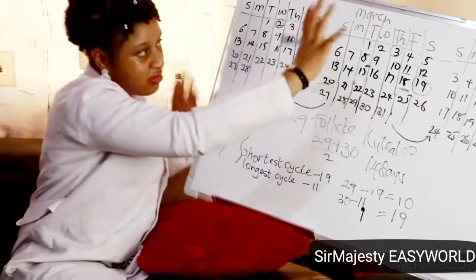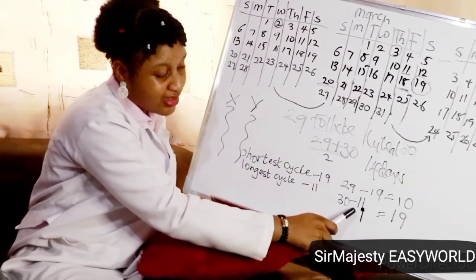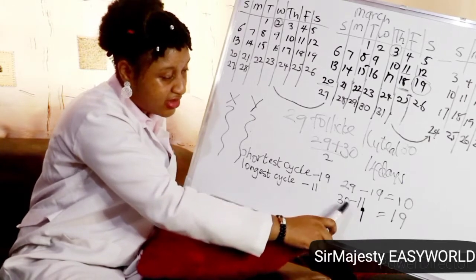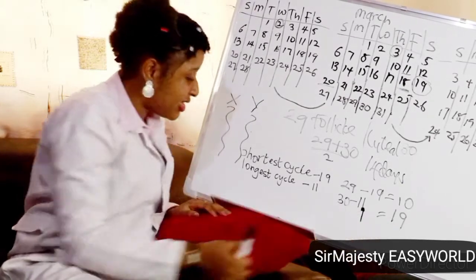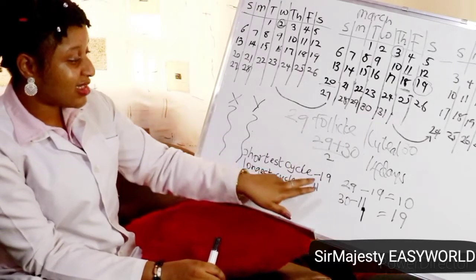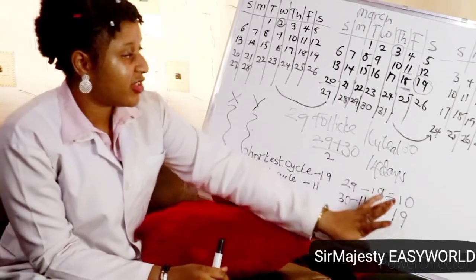So in our chart here, our longest cycle was 30 days. So we are subtracting 11 from the longest cycle, which is 30 minus 11, that's 19. And then the shortest cycle was 29, and we are subtracting 19 from it. That's 29 minus 19, and that gave us 10.